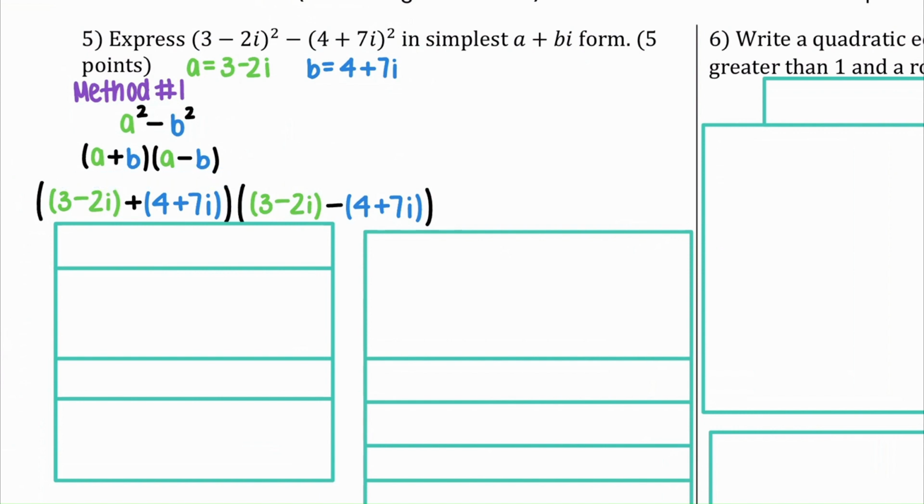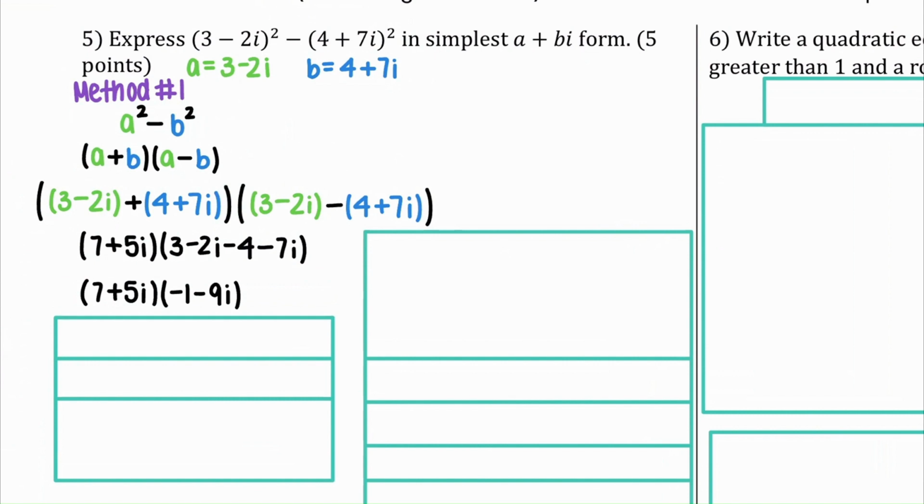And so from here, because in the first set of parentheses this is just straight up all addition, we can just combine like terms, thus giving us 7 plus 5i. Now in the second one, because it's subtraction, we have to remember to distribute the negative to each term in the second one, because we're subtracting the entirety of b and not just the first term. So we have to have 3 minus 2i minus 4 minus 7i. And then finally combining like terms in this one right here will thus give us negative 1 minus 9i.